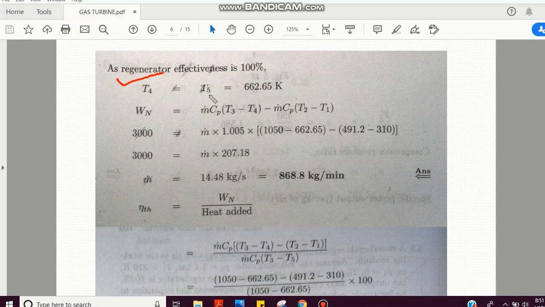As it's given that the regenerator effectiveness is 100%, we take T4 equal to T5. These two temperatures are the same, so that is 662.65 Kelvin.